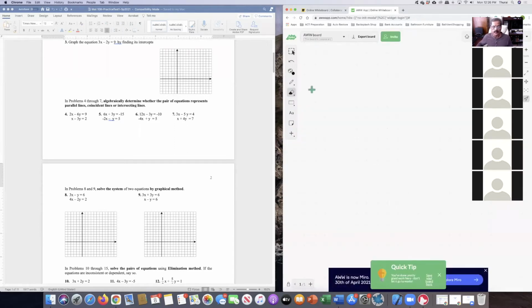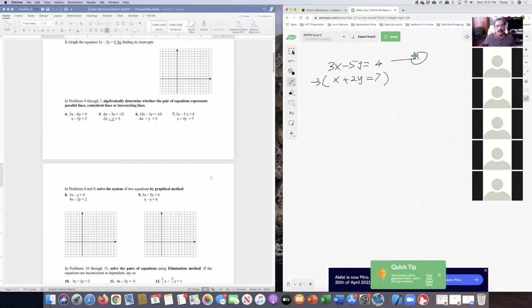So let's see, problem number 7 is 3x minus 5y equal to 4, x plus 2y equal to 7. So I'm going to use elimination method to solve. Let's say I want to eliminate the x. So I need to multiply this equation by what? Anybody? -3. So this is still my first equation.